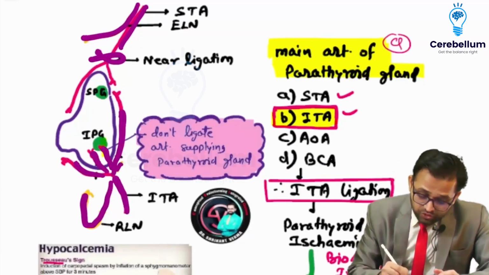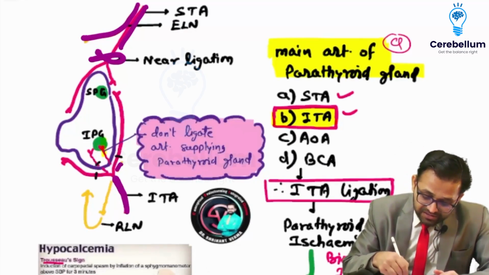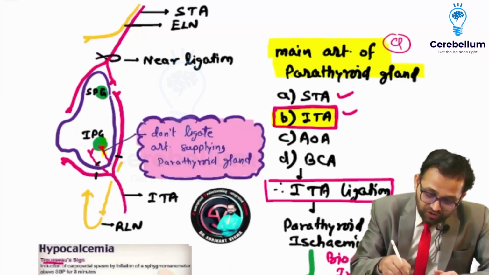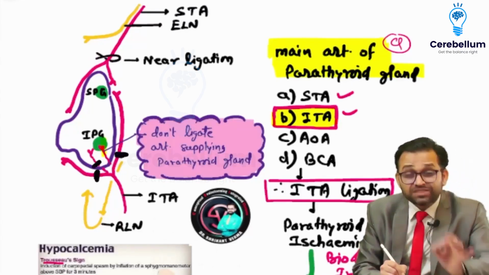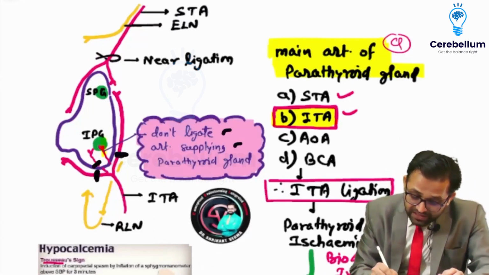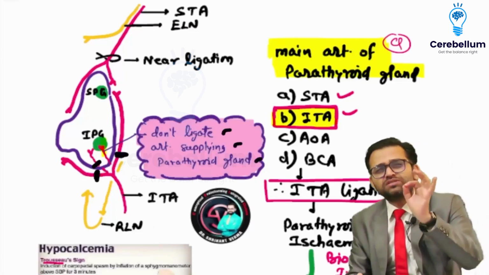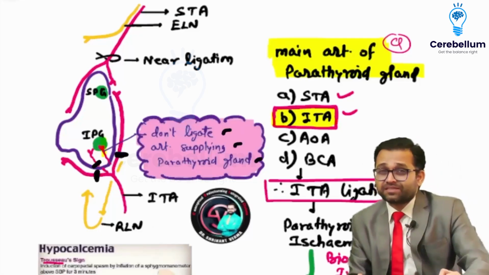Okay. Now, don't ligate this artery away from the gland. What we have to do is ligate each branch; we have to do meticulous surgery. Don't ligate the artery that supplies the parathyroid gland. Don't touch the arteries which are particularly supplying the parathyroid gland.